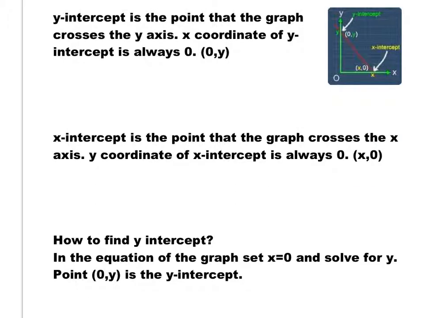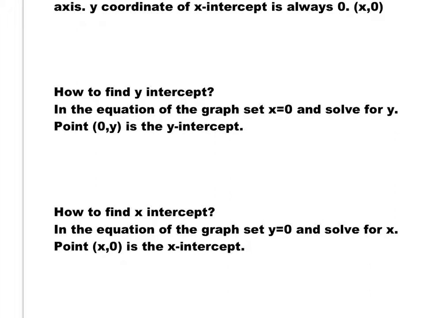How do you find the y-intercept? If you look at the definition, we found out that the y-intercept has always x-coordinate equal to 0. So what you have to do is that in the equation of the line, you have to set x equal to 0. And then you solve the linear equation to find the y value. The y value and the 0 is going to be a point which is the y-intercept of the line.